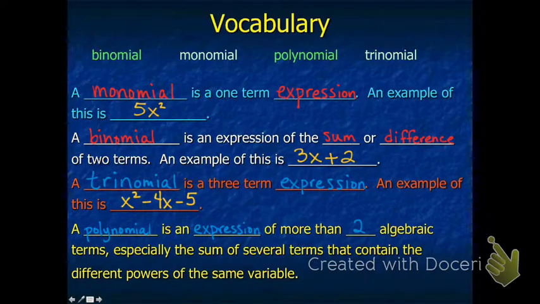That's a lot of words, and those words can get confusing. So let's do an example. More than two terms, so I'm going to make 5x to the third plus 2x squared minus x minus 5. And let's look. It says especially the sum, so we're adding all of those together, of several terms that contain different powers. If you notice, you have x to the third, x to the second, x, and then just a constant. So they have different powers of the same variable, and they all have the variable of x. Those are the four terms that we're going to use and learn: monomial, binomial, trinomial, and polynomial.